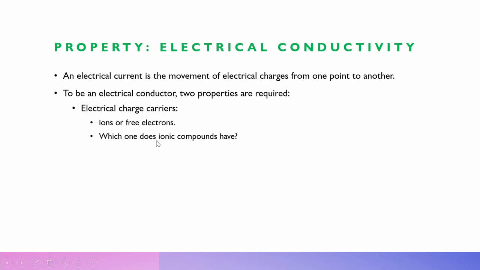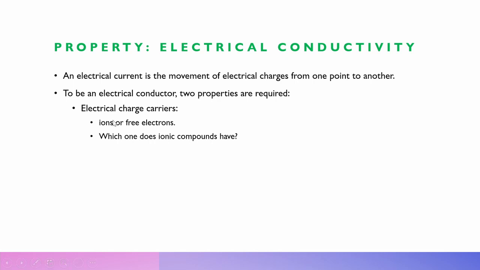In the case of metals such as copper or aluminium, they are conductors of electricity because metals have free-moving electrons. So when a potential difference or voltage is applied across the metal, the free-moving electrons can move, and that's what an electrical current is. But ionic compounds do not have free-moving electrons, but they do have ions.